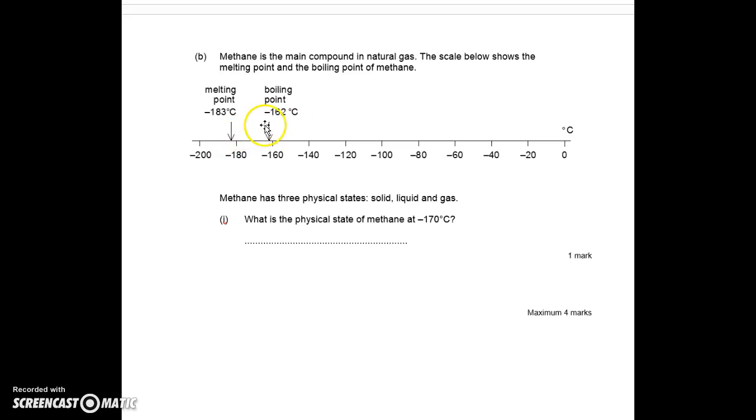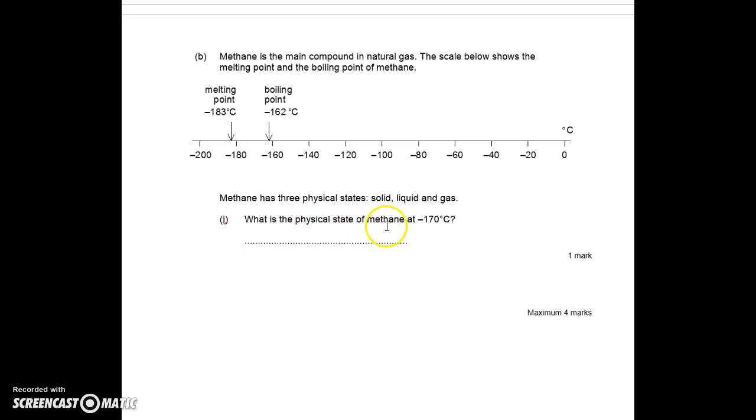So in between here and here, we've got a liquid, so between 183 and 162 we've got a liquid. Above 162 it's a gas, which is why you would always see methane as a gas, because at room temperature it's always going to be a gas. And below negative 180 is where freezing happens, right? If we're going down this way, freezing is the opposite process from melting. Then we have the solid, less than negative 183, okay?